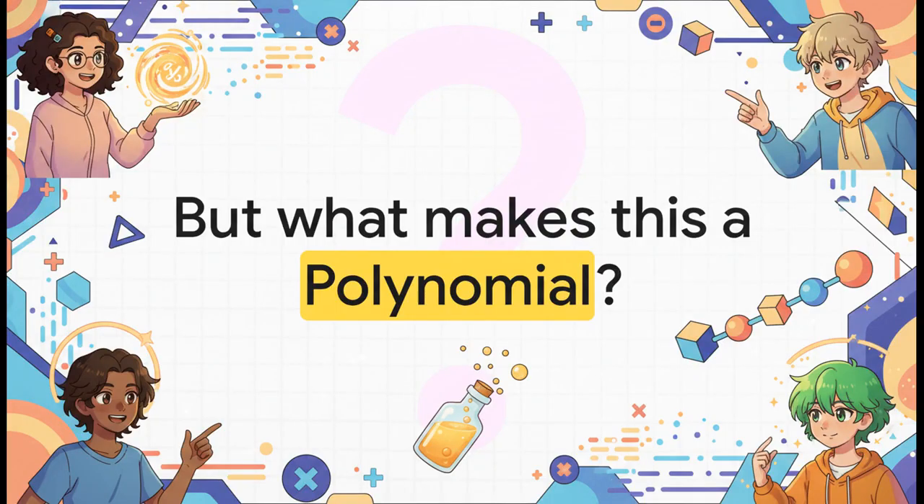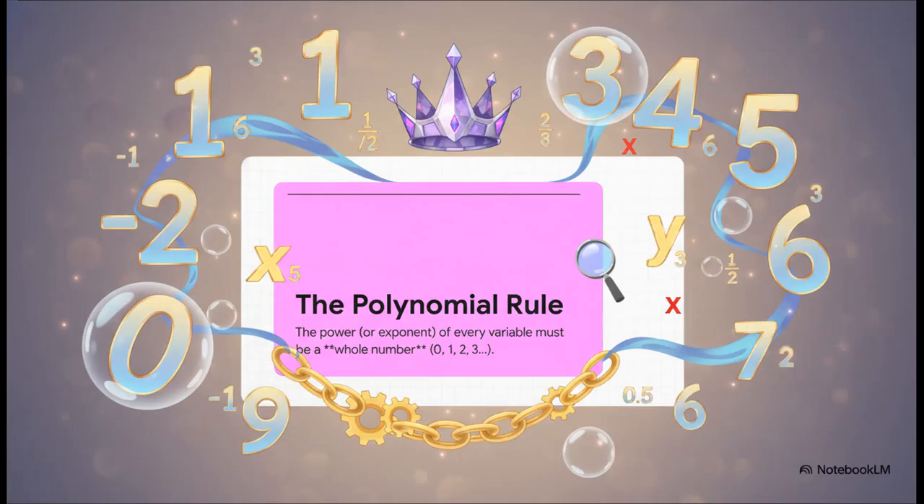But here's the real question, the one that gets right to the heart of it all. What's the secret ingredient here? What's the one special property that takes this thing from being just a regular algebraic expression and elevates it into the special category of a polynomial? And here it is, the big reveal. This is the one simple rule that separates them. For an expression to be a polynomial, the power, the exponent on every single variable has to be a whole number. I mean it, no fractions, no negatives, just 0, 1, 2, 3, and so on. That's it. That's the entire secret.